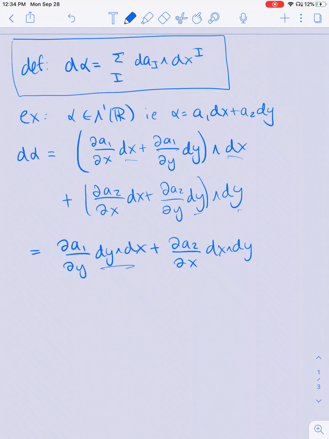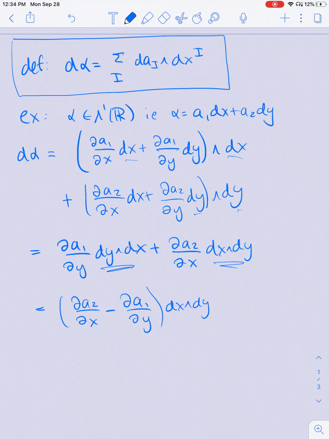And then remember, these are negatives of one another. So what I should end up getting is dA2 by dx minus the derivative of a1 in the direction of dy, dx wedge dy. So that's the first example of how to use this formula to actually take the exterior derivative. And your book has a worked example for an example of a1 and a2.